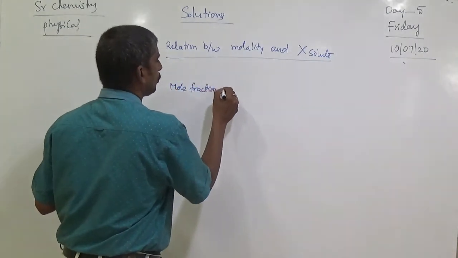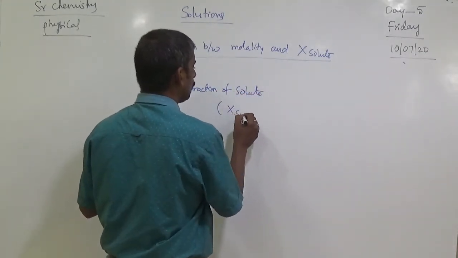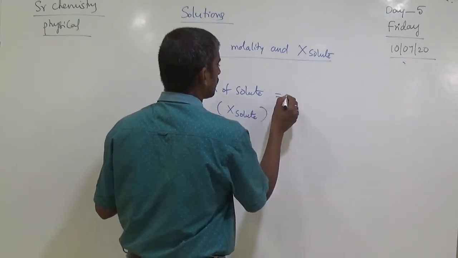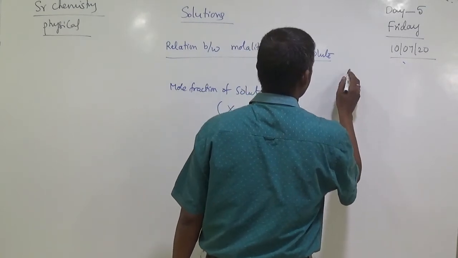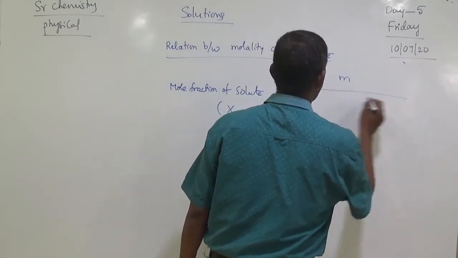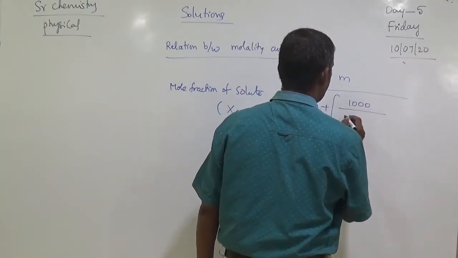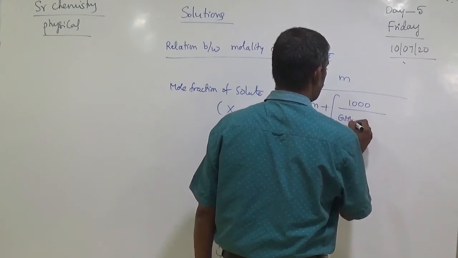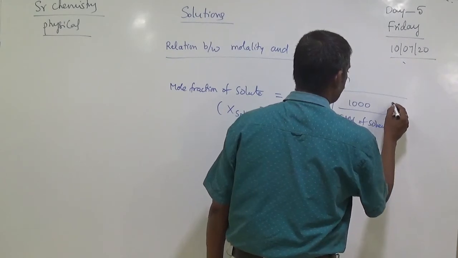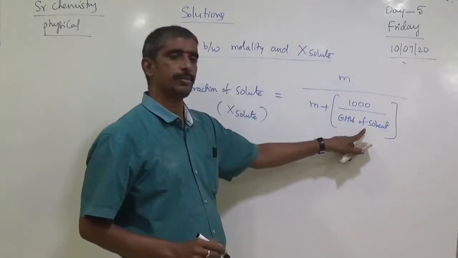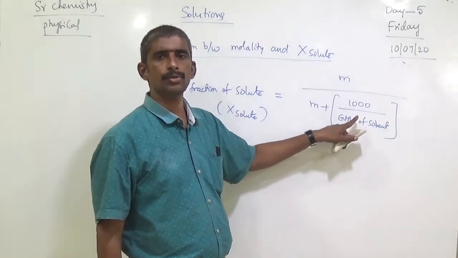Mole fraction of solute, simply X of solute, equals (1000/m) plus (1000/gram molecular weight of solvent). In this case, the gram molecular weight of solvent means water. Water's molecular weight is 18. So here the solvent is water.